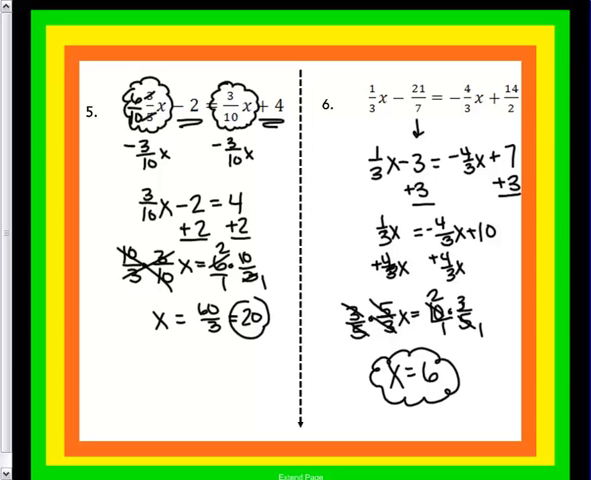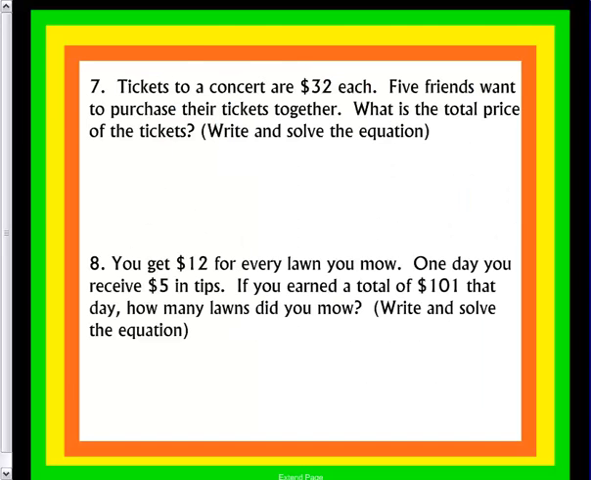Okay, so now let's look at some situations. A ticket to a concert is $32 each. 5 friends want to purchase their tickets together. So if we have 32 times our ticket, that would equal our total price. So we have 5 friends that want to go. So if we multiply 32 times 5, $160 equaling our price.